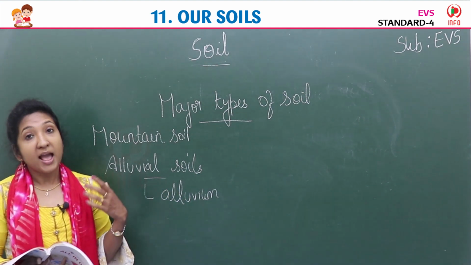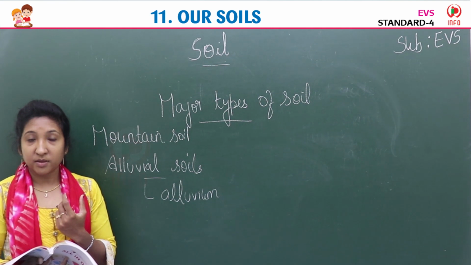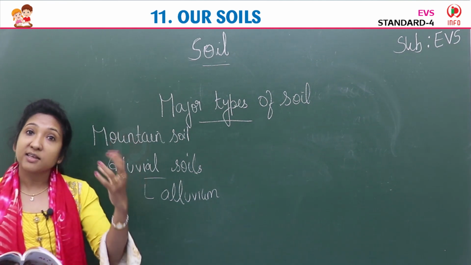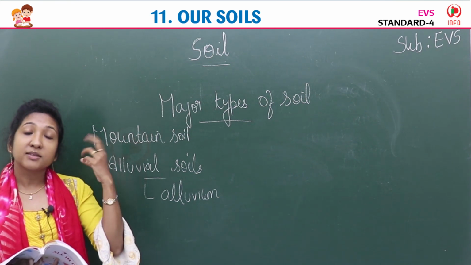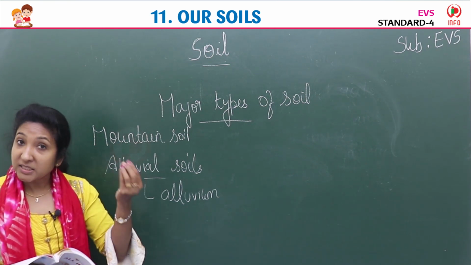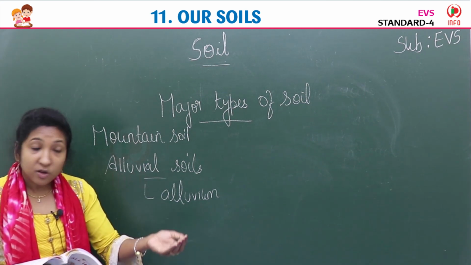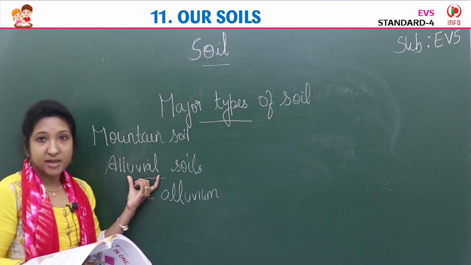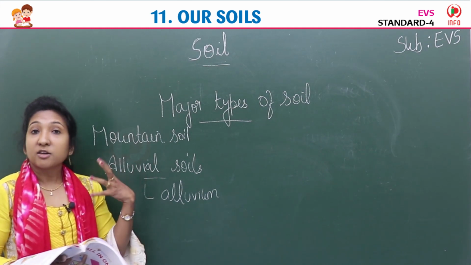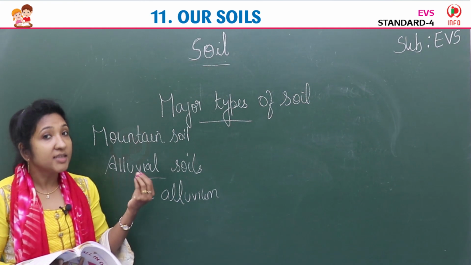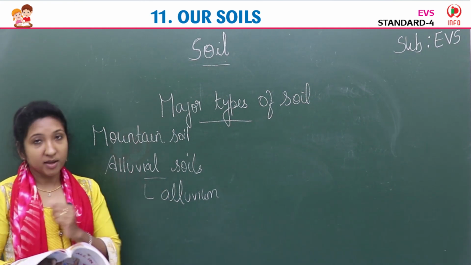So that's about alluvial soils. Materials deposited by rivers, snow or glaciers, rain, sea waves are called alluvium, and soil made up of this material is called alluvial soil. Crops like wheat, rice, sugarcane are grown well on this type of soil.